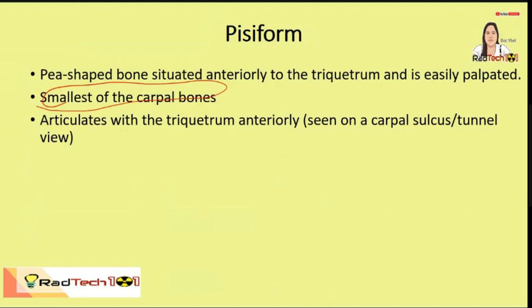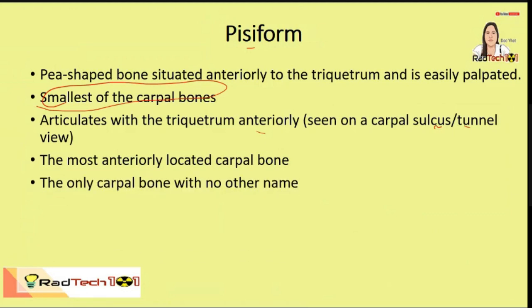The largest carpal bone is capitate. The largest proximal carpal bone is scaphoid. So triquetrum articulates anteriorly as seen on a carpal sulcus or tunnel view. So mas makikita yung ating pisiform when we perform a tunnel view of the wrist, especially for patients with carpal tunnel syndrome. So pisiform, aside from being the smallest, it is also the most anteriorly located carpal bone.